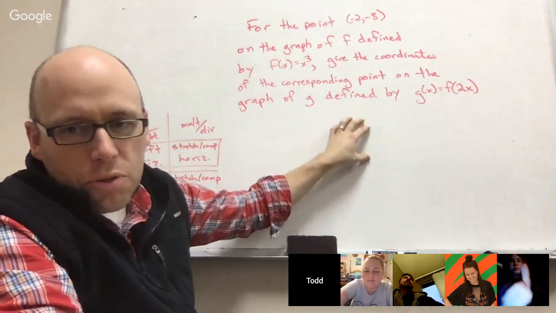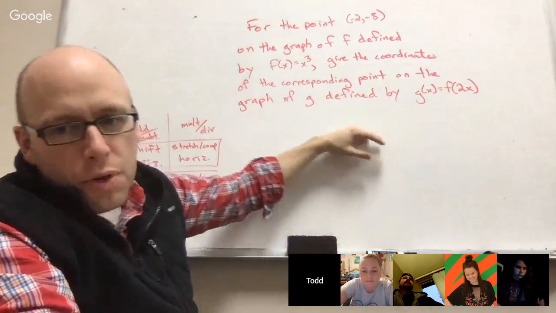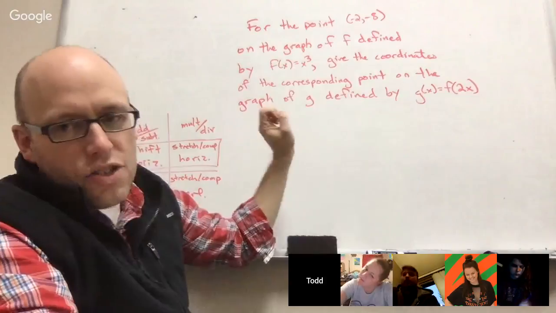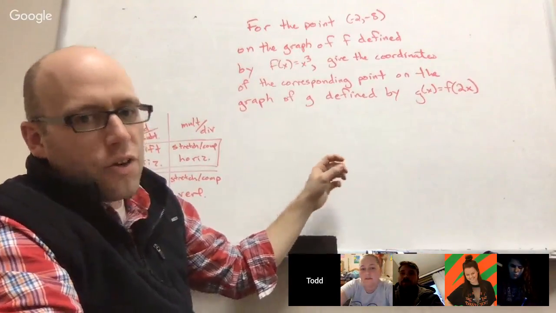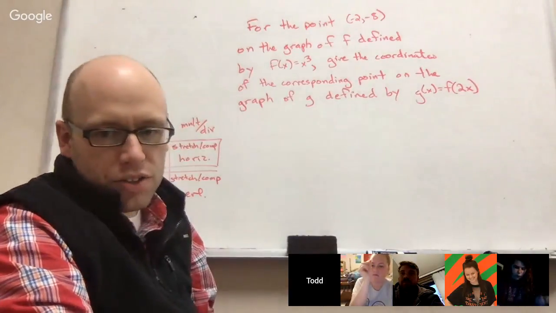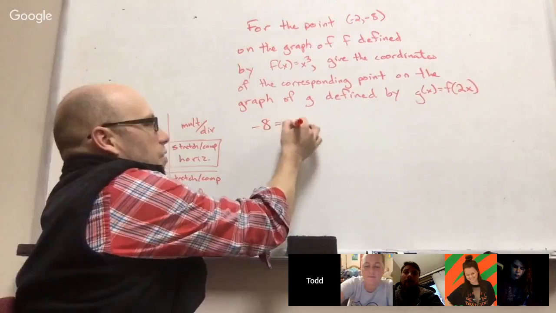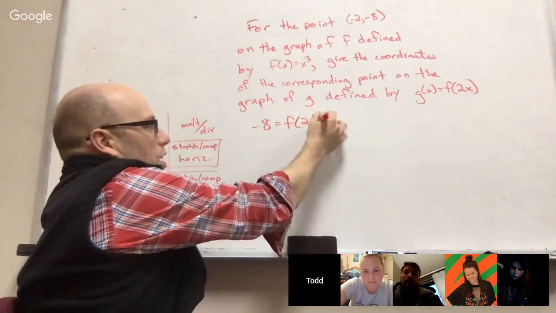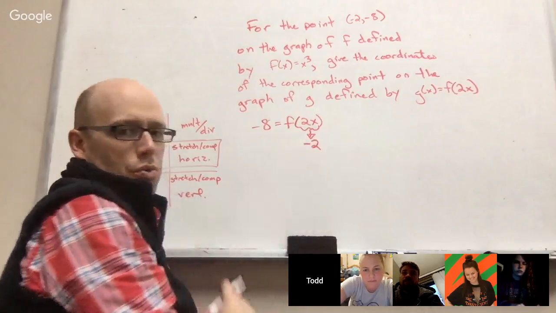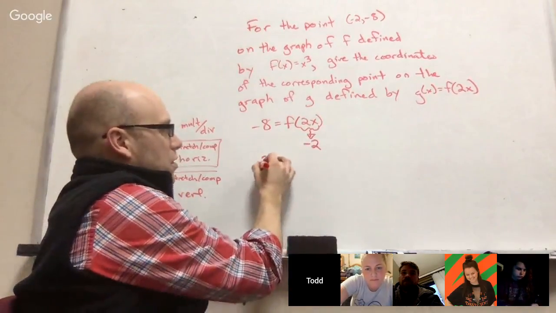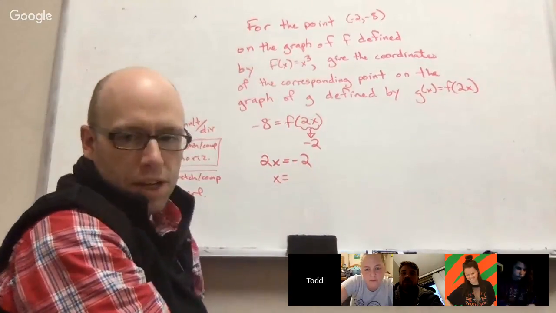Because it's multiplied by the input, right? So since we're multiplying by the input, it's going to affect it horizontally. It's going to either stretch or compress. Which one is it going to do? Remember, we have to undo the operations on x, right? So I want to know, where does -8 equal f of 2x? F of 2x has to equal -2. So what does x have to be?